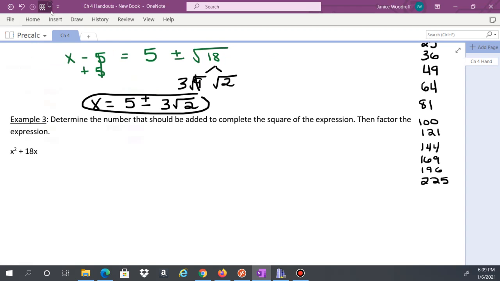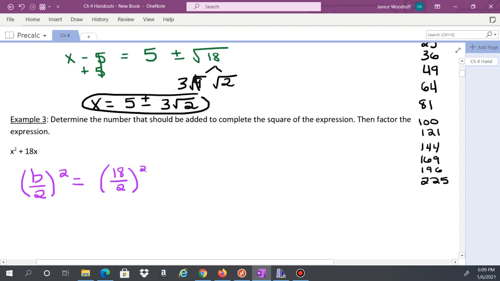Example 3 has us determine the number that should be added to complete the square and then factor. We're not actually completing the square, we don't have an equal sign, we just want to find those numbers. So determining the number is going to be taking that b over 2 and then squaring it. So what's my b value there? 18. So 18 over 2 is going to give us 9. And 9 squared?